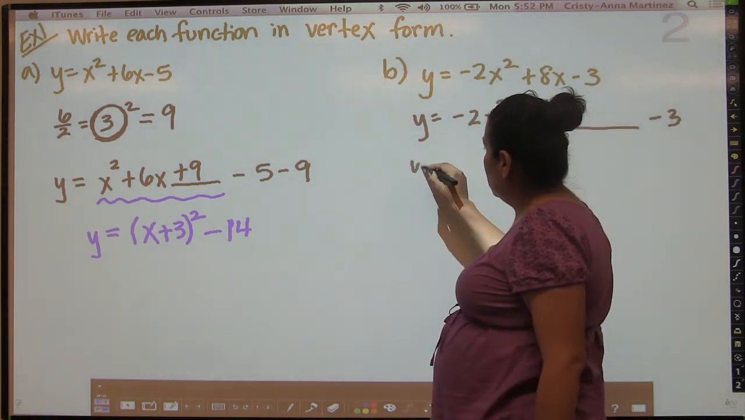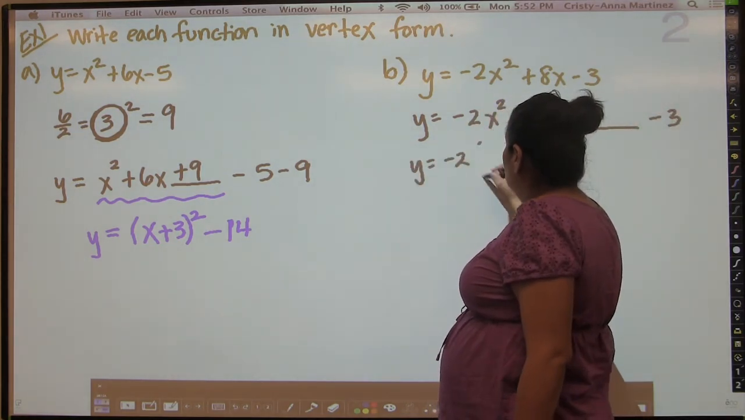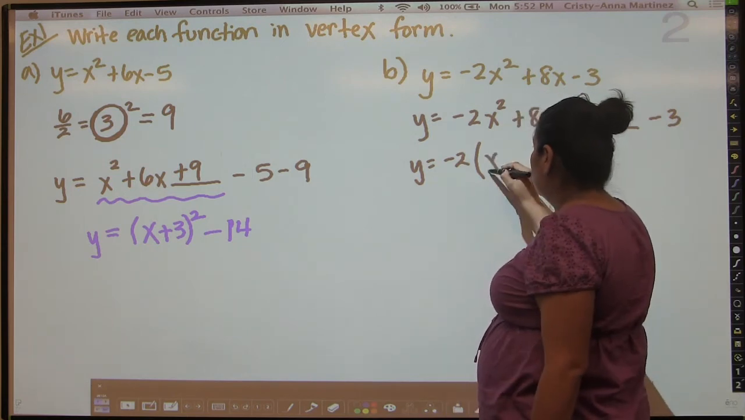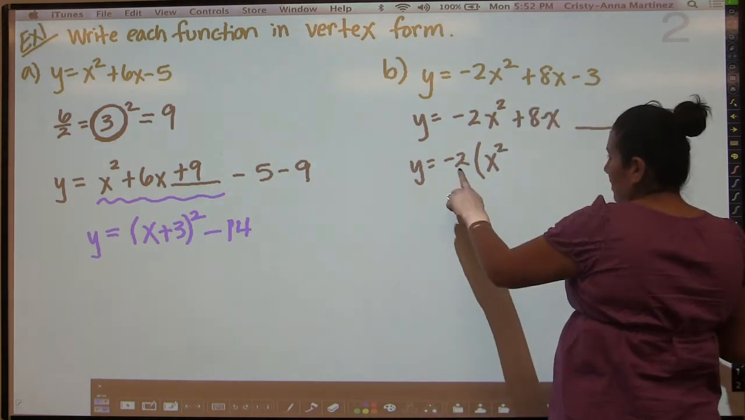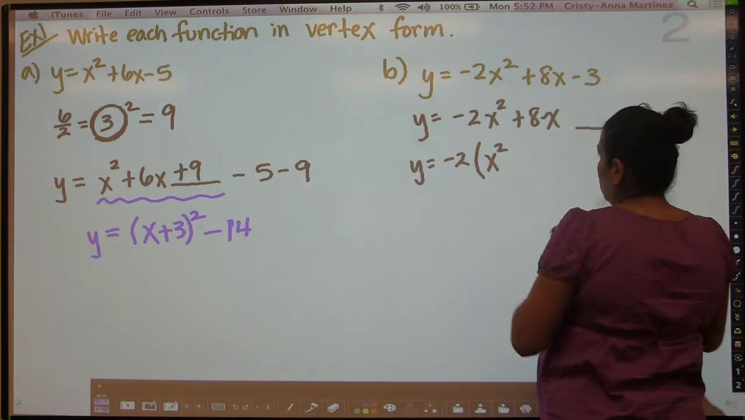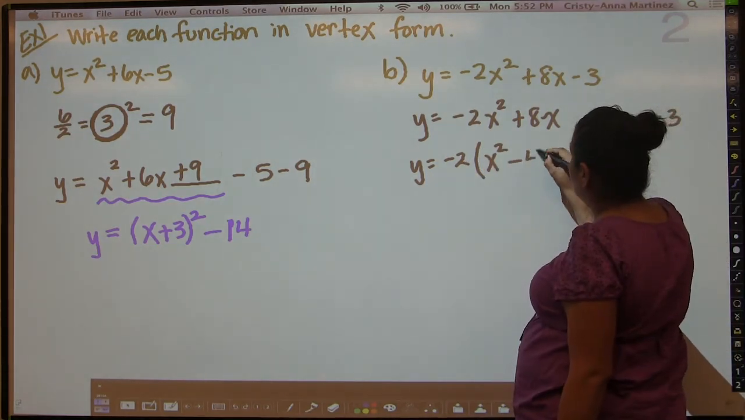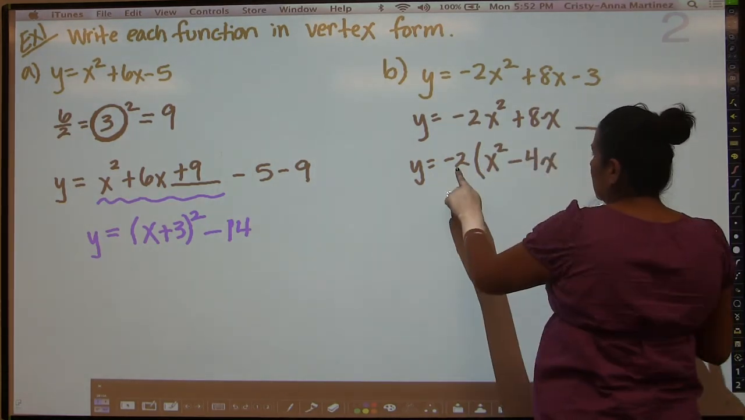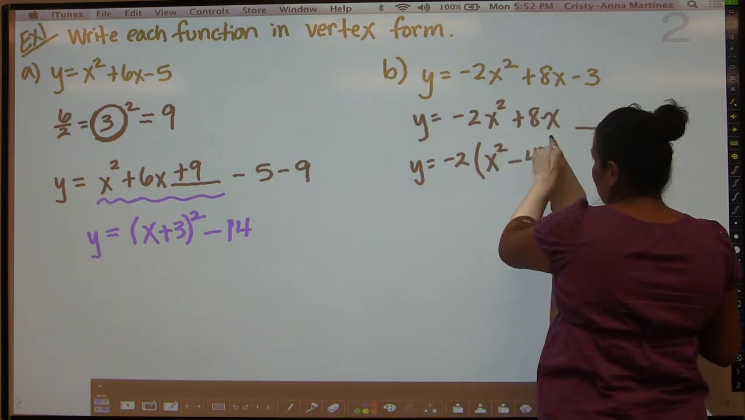So we're going to get y equals -2, and then you just factor the -2 out. So I know that -2 times x squared is -2x squared, and here I'll need a -4x because -2 times -4 is +8x.